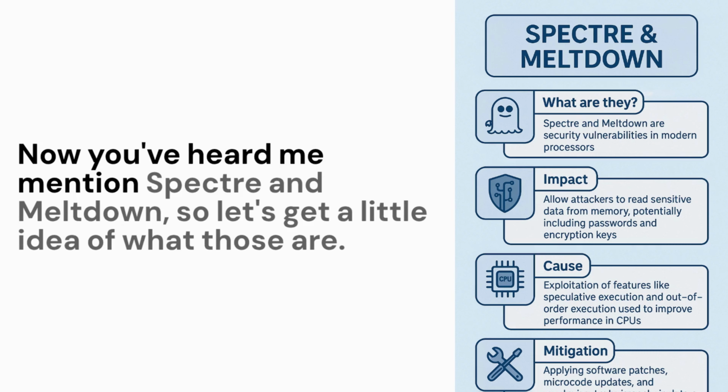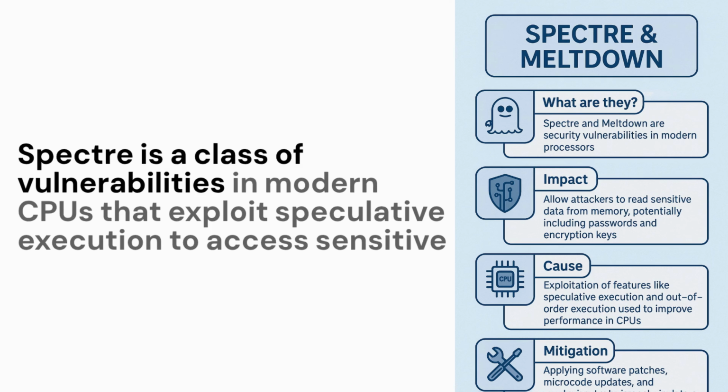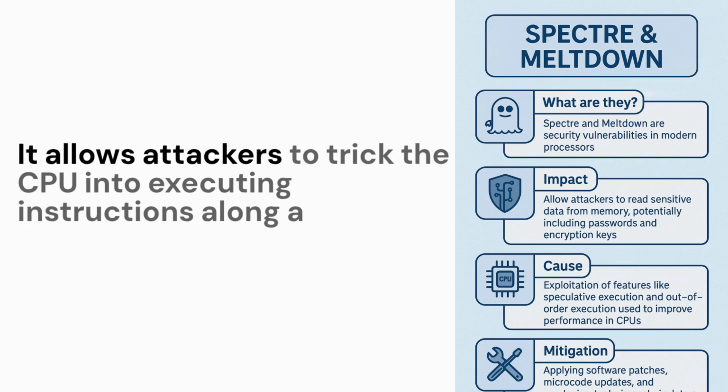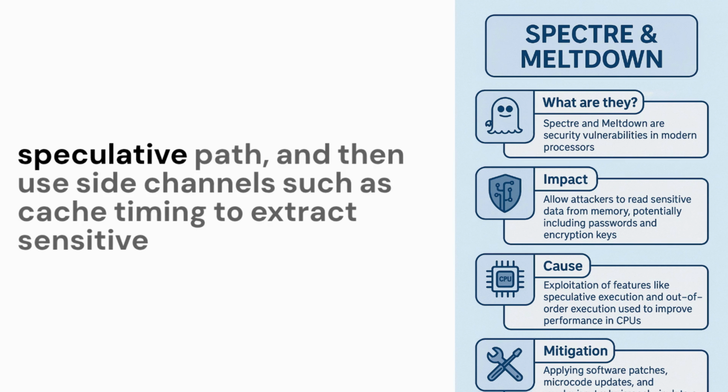Now, you've heard me mention Spectre and Meltdown. So let's get a little idea of what those are. Spectre is a class of vulnerabilities in modern CPUs that exploit speculative execution to access sensitive information that should remain inaccessible to attackers. It allows attackers to trick the CPU into executing instructions along a speculative path and then use side channels, such as cache timing, to extract sensitive data.